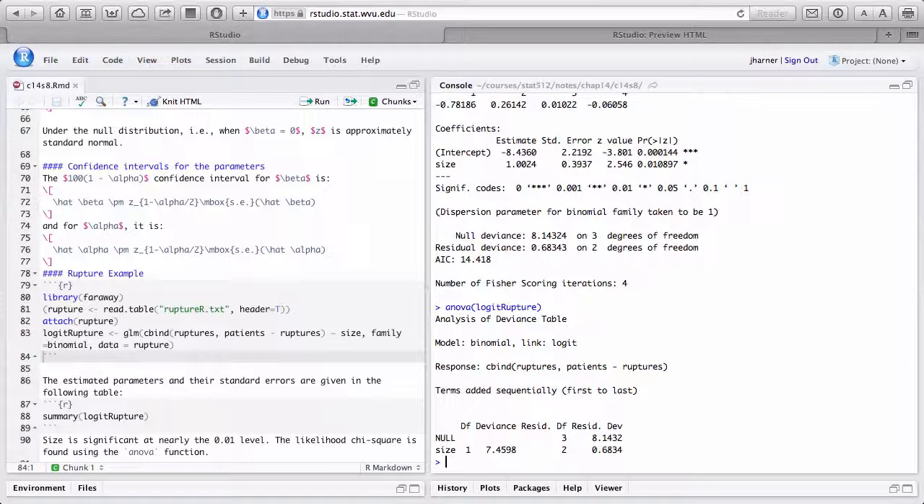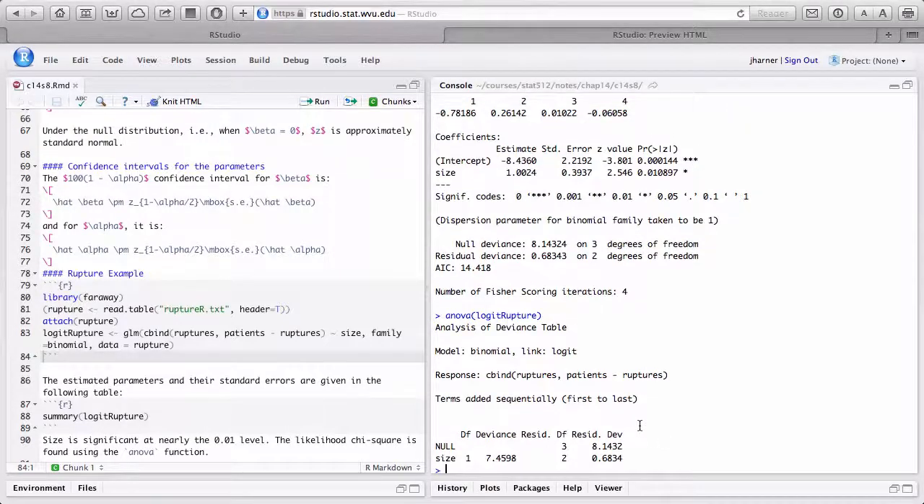Notice it says the link is the logit. In R, you can specify that the link is probit, or complementary log-log, what's called cloglog, I think. So, again, the ANOVA function works, but you notice that that's exactly the same results that you got here. And we could actually use those results to get the likelihood ratio.